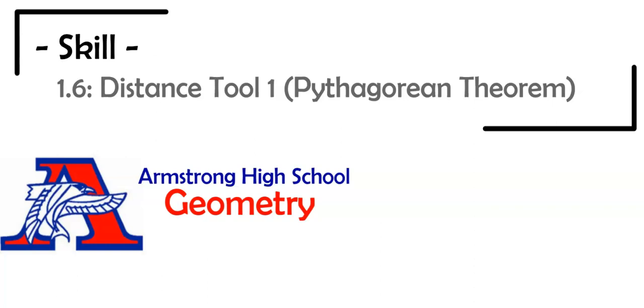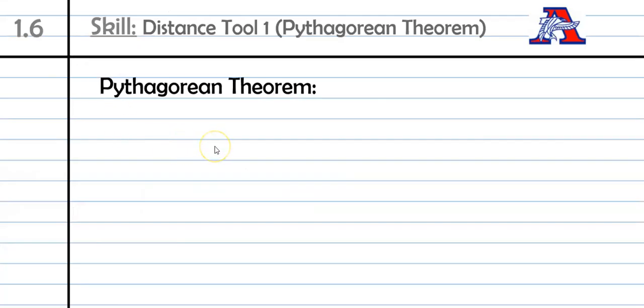Alrighty, this is 1.6, distance tool number 1, and we're going to learn about the Pythagorean theorem, or review the Pythagorean theorem. I think many of you have already learned this before. Now, we're going to use the Pythagorean theorem as a tool, one of two tools we're going to talk about to find the distance between 2 points, or in other words, to find the length of a segment. So we're going to use it not so much in terms of triangles like you've maybe been used to, but in terms of finding a length.